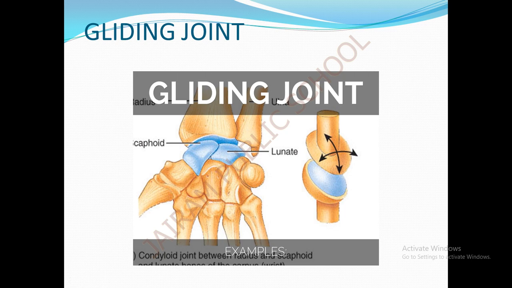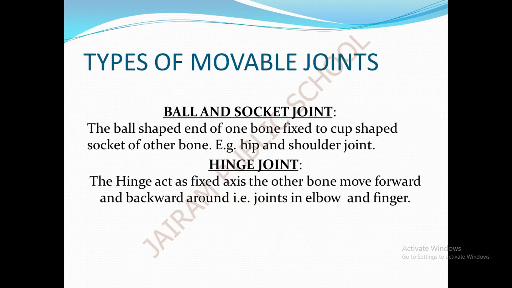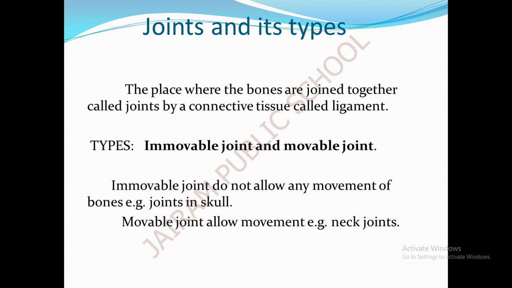Are you all clear about these types of joints? Let me explain once again. The joints and their types. The joint is the place where the bones are joined together. These bones are joined together by a connective tissue known as the ligament. So the ligament helps the bones to stay connected.